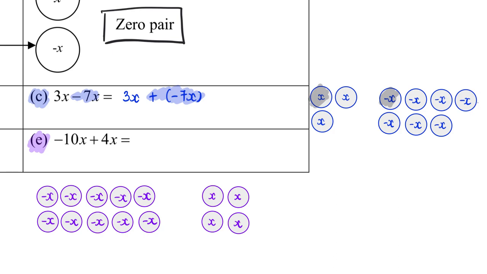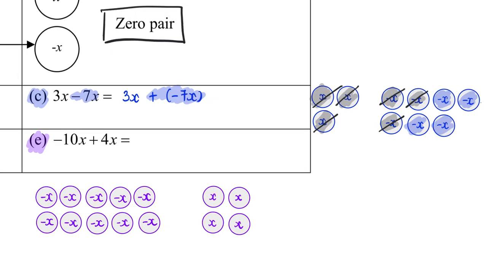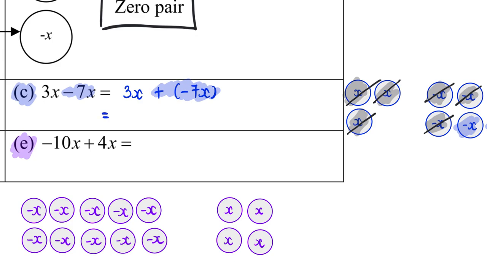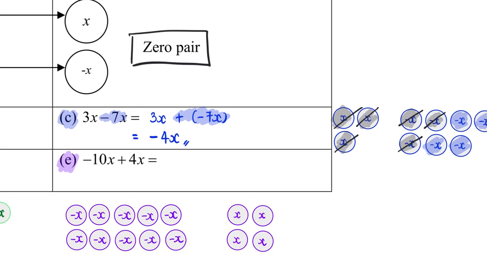So this one will cross out to become 0. X and negative x will make 0. So we don't have any more. X and negative x, again they will make 0. So that will leave us with 1 negative x, 2 negative 4, and negative 3 and negative 4x. So from the Algediscs, we would then get the answer negative 4x.